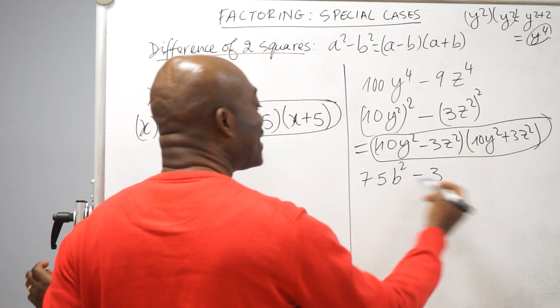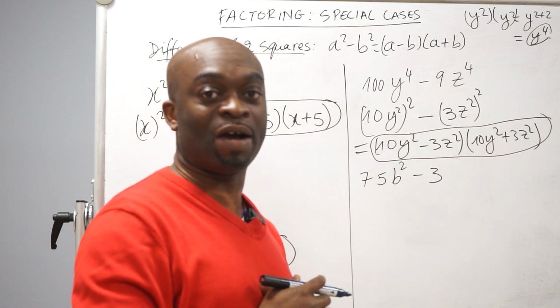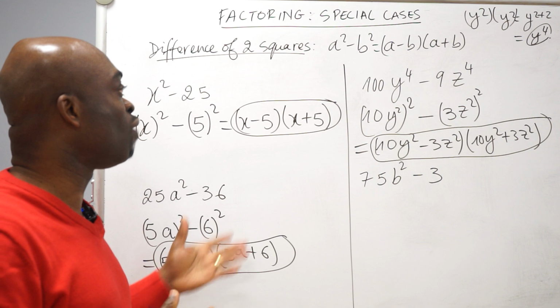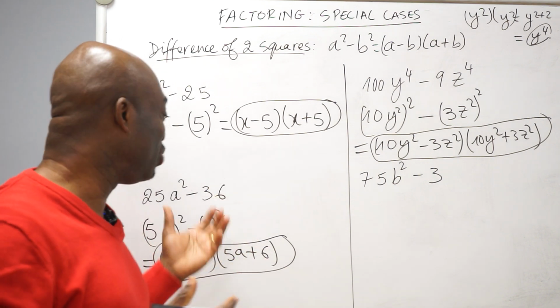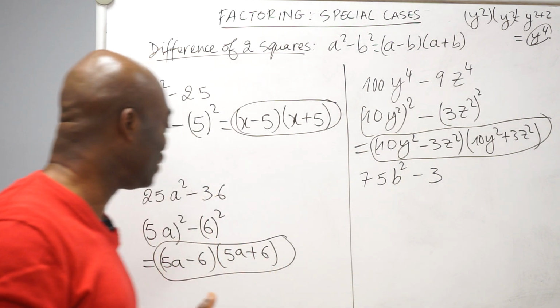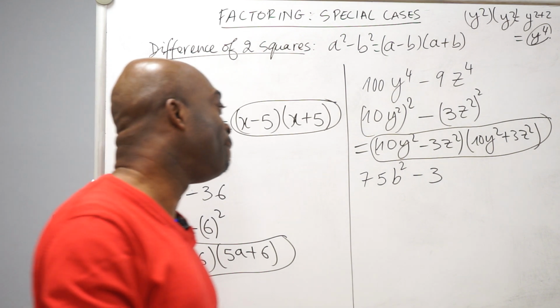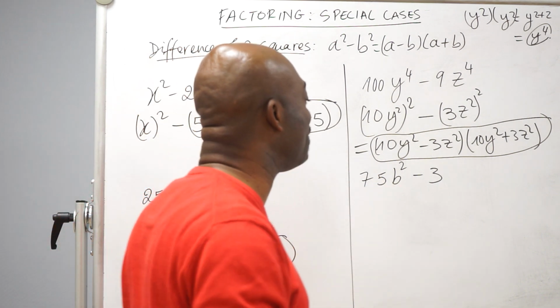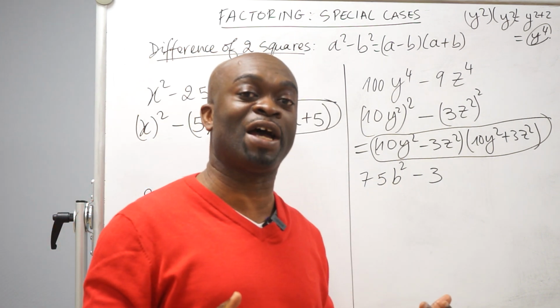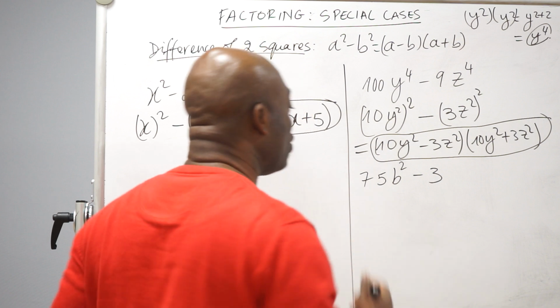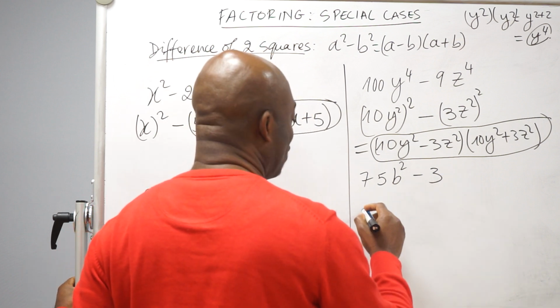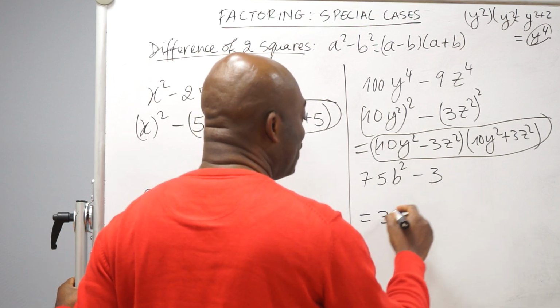All right? So in this case, is there anything that we can bring outside? I mean, we should have done it for this one, but it was a clean cut that we didn't have anything in common, right? That's why I did not even stress that out. But in any case, if you come to 75b squared minus 3, is there anything that we have in common? Yes. Because 3 can go into 75 and 3 can go into 3 one time. So 3 is going to be our common factor.